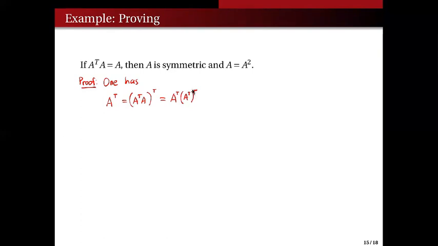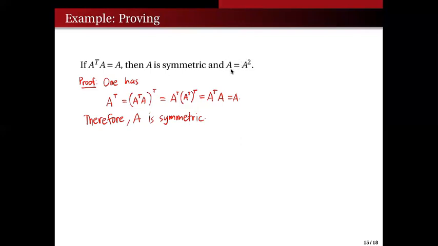And then the transpose of the transpose is just your original matrix. So here you have A transpose, but A transpose transpose is just A. And then here we go again: A transpose A transpose A is just A. So this is equal to A. Therefore, A is symmetric. So we're done with this first part.